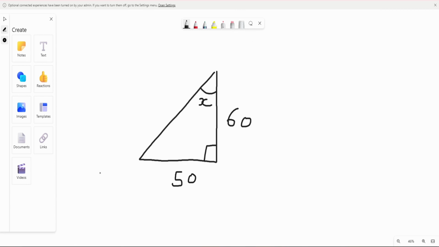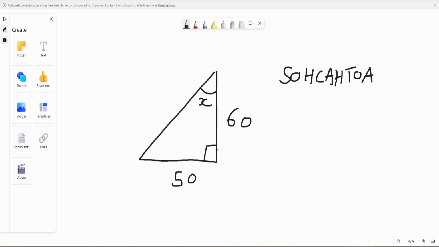SOHCAHTOA, since it works with angles, opposites, adjacents, and hypotenuses, can be used to find any missing information of a right-angled triangle. And the key point is that SOHCAHTOA only works with right-angled triangles. You cannot use it with any other type of triangle. So let's solve this question here.